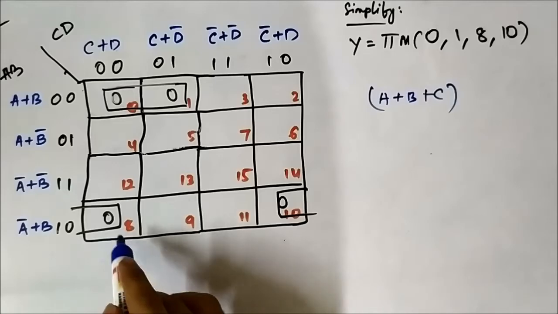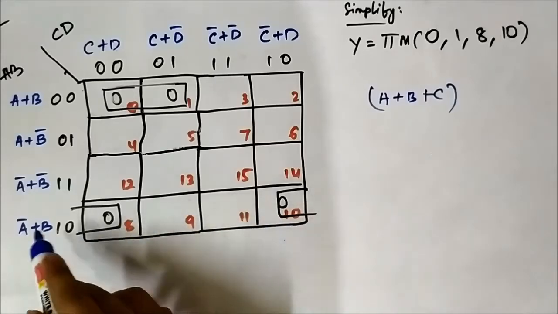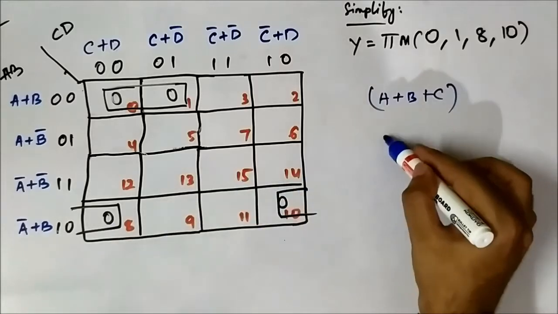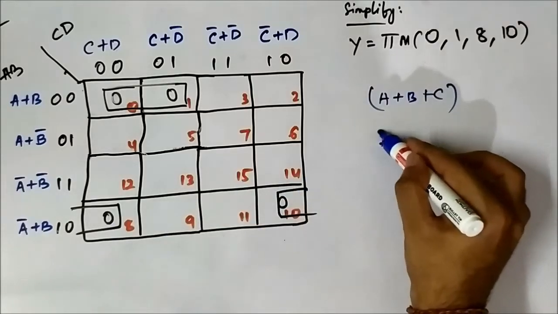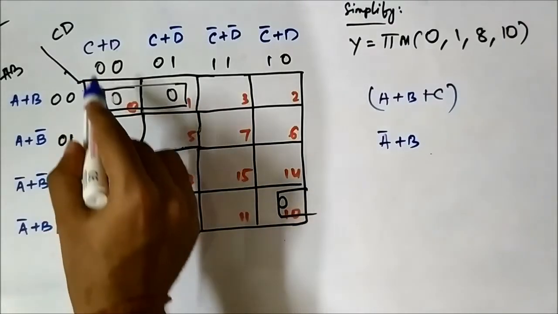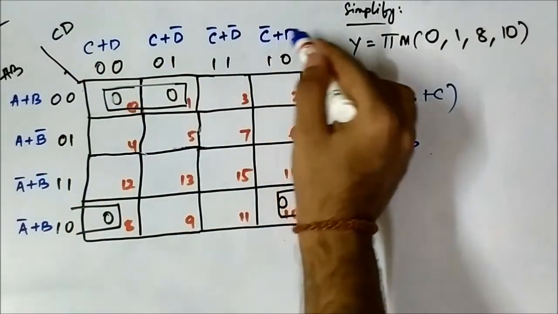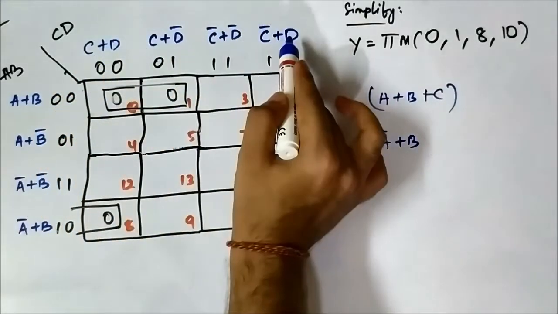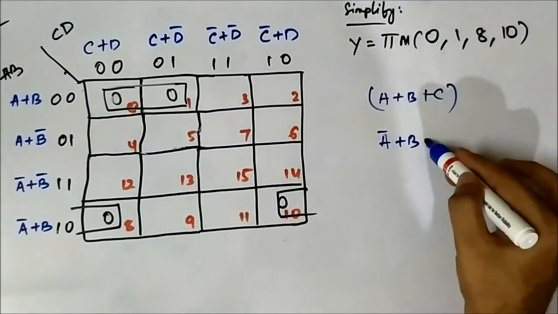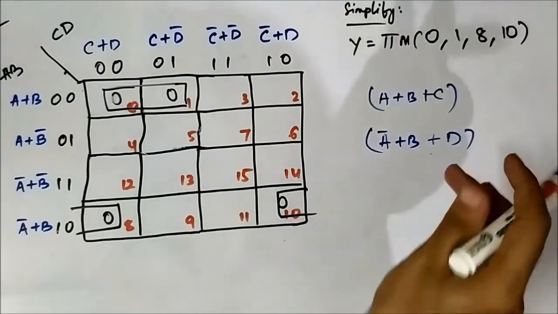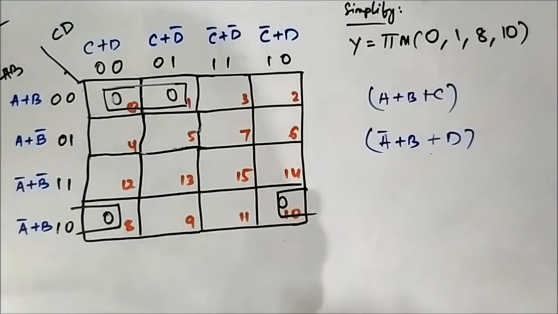Now for the pair involving cells 8 and 10, A bar or B, that is the horizontal component which is common to both the marked cells. The vertical components are C or D, C bar or D. So in both the vertical components, D is common, so that will be there. So this is the common set of variables for the second pair.